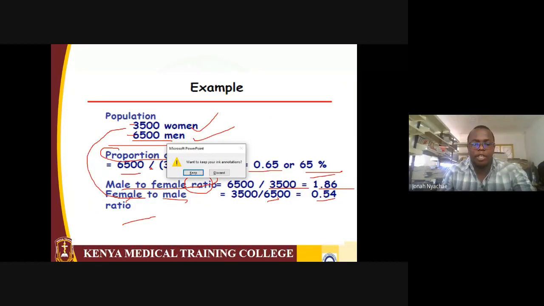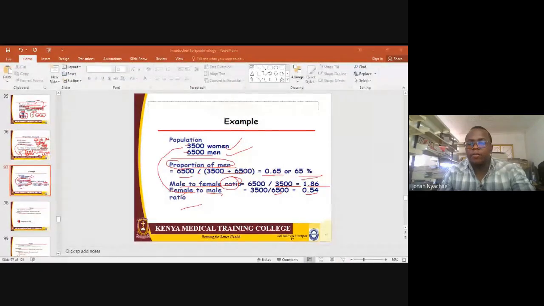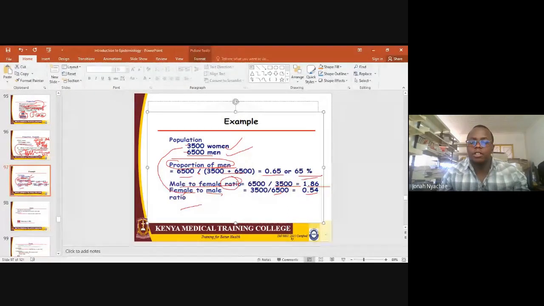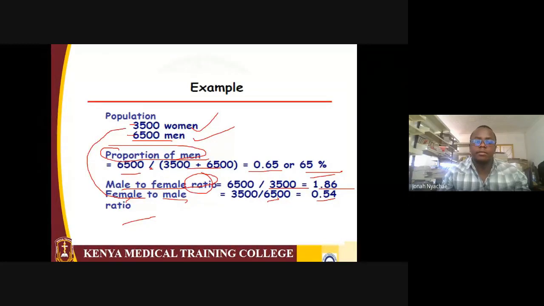Let me see if somebody there is saying something. Okay, so I hope now you have been able to get the difference clearly, so that you may not confuse ratio and proportions.